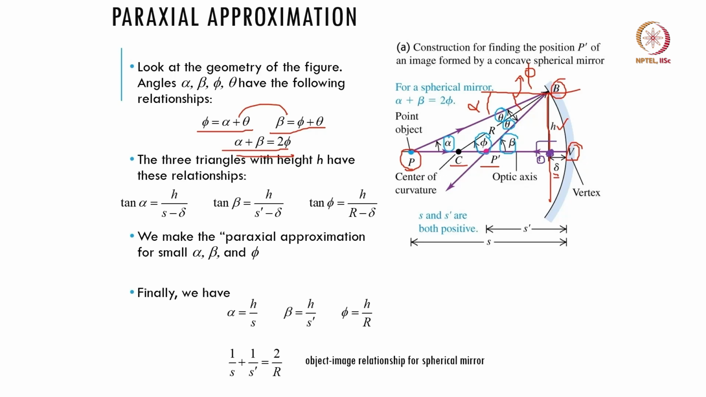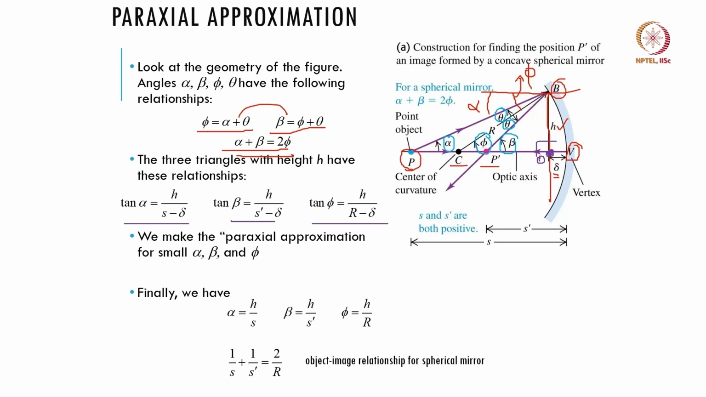Then, tan of alpha is equal to BO divided by PO, which is h by the distance of the object from O, that is s minus delta. Similarly, tan beta is equal to h divided by PV minus delta, which is h by s dash minus delta. Similarly, tan phi is equal to h by the radius minus delta, as shown here.